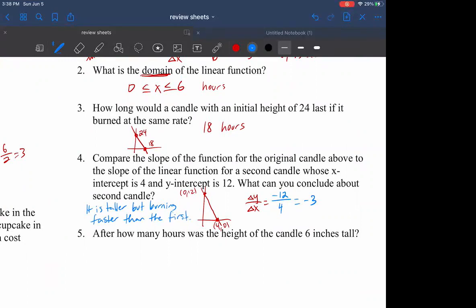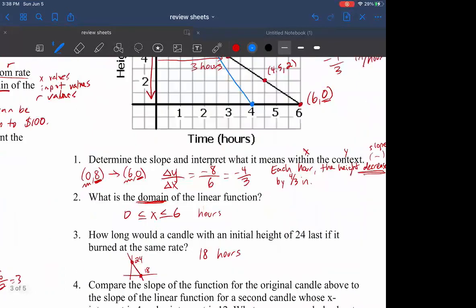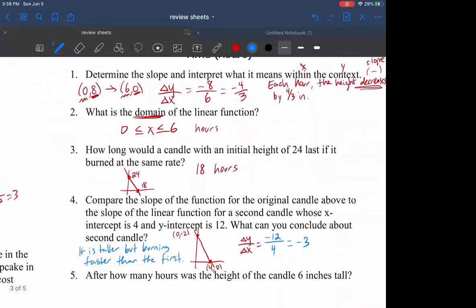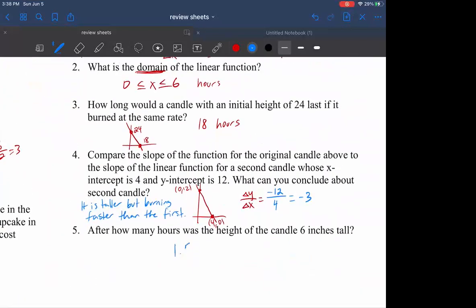And finally, number 5, I'm assuming this is talking about the original candle again. So let's just go back there. After how many hours was the height of the candle 6 inches tall? So 6 inches tall would be the Y value. And if we look at the graph, that lined right up with 1.5 hours. So that's just, can we look at a graph and make sense of the context to identify specific values on that graph?